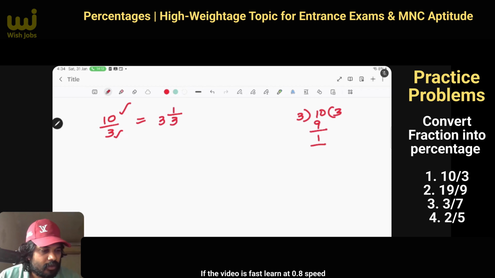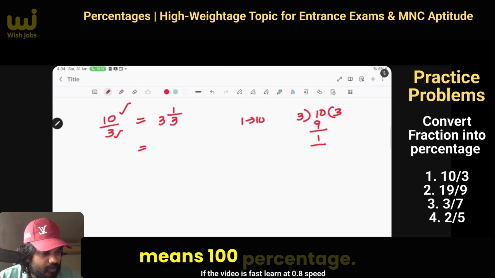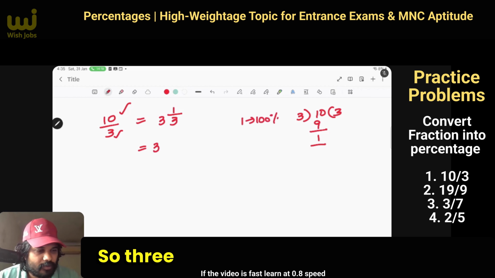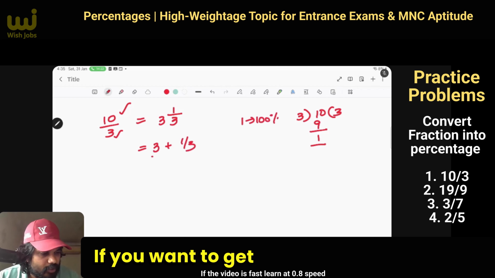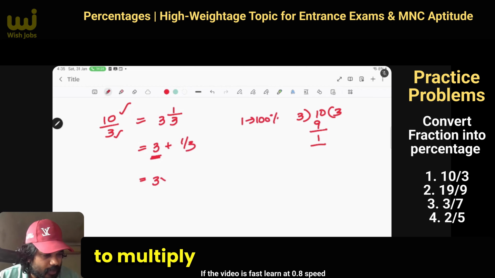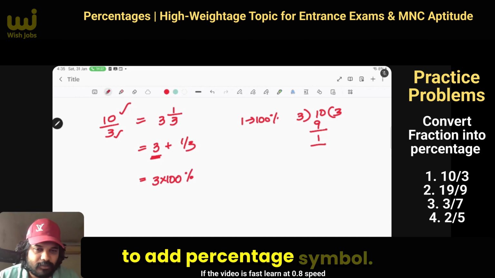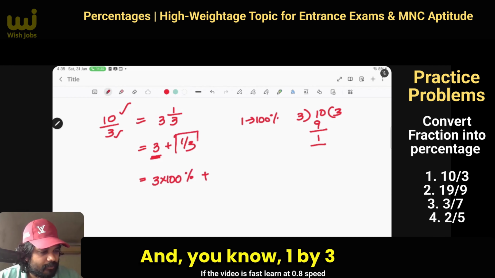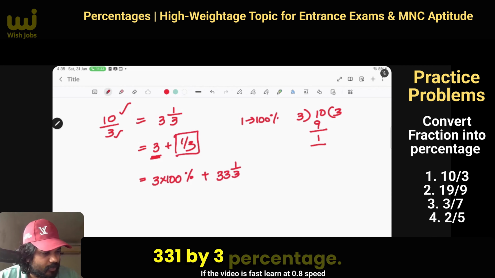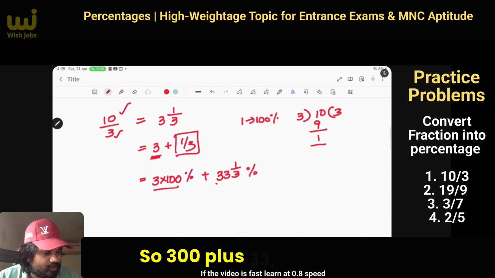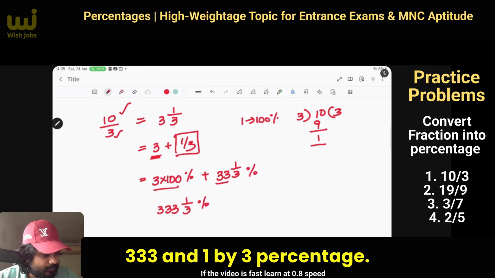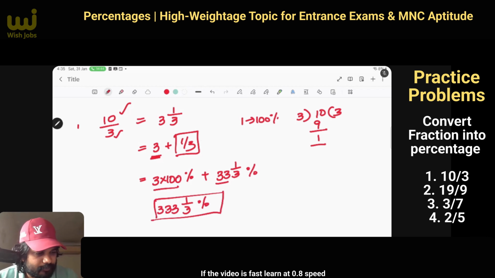This is the fraction. So you know 1 means 100 percentage. So 3 plus 1 by 3. If you want to get the percentage here, what you need to do, you need to multiply by 100 and add the percentage symbol. And you know 1 by 3 is 33 1 by 3 percentage. So 300 plus 33, which is 333 and 1 by 3 percentage. So this is your first answer.